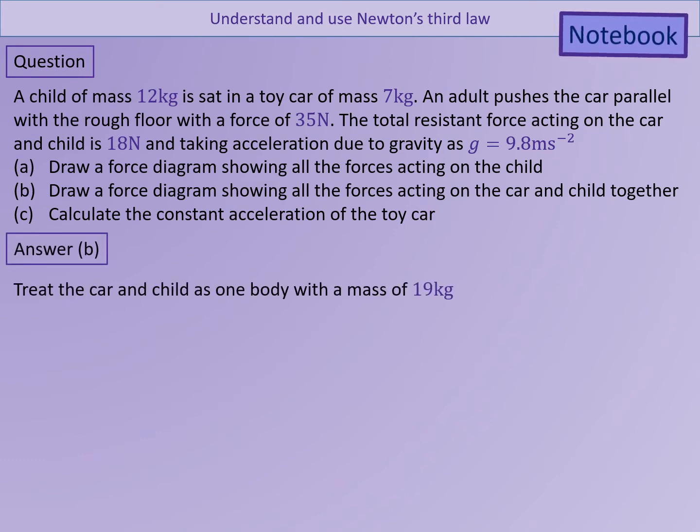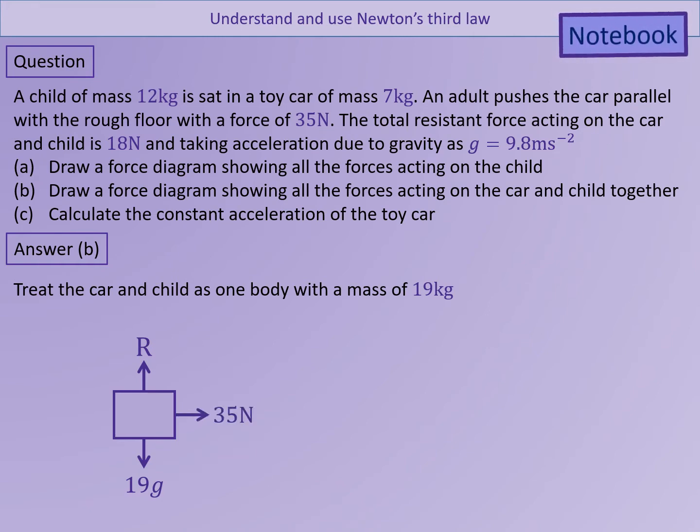We're going to treat the car and the child as one single body, therefore we're going to add the masses together. So 12 plus 7 is 19 kilograms. By treating them as a single object, we don't need to consider any internal forces such as the normal reaction, because it is now just one single object. The mass of the car and the child combined is 19g. The normal reaction is now between the car and the path or the road that the car is sitting on.